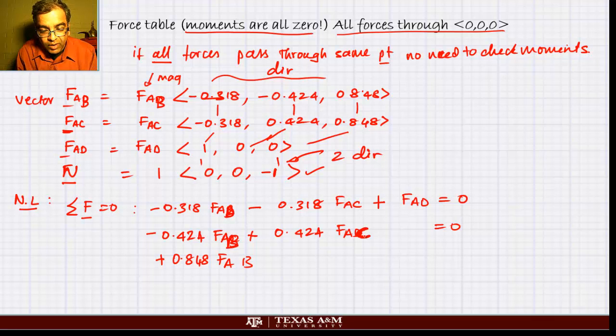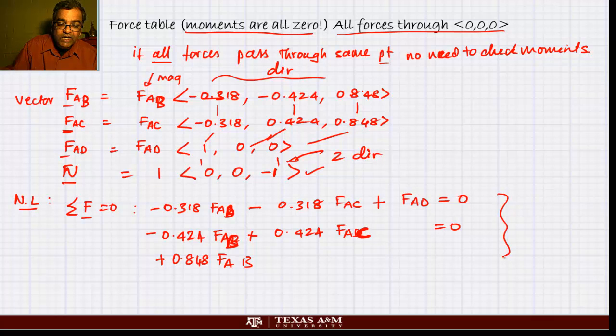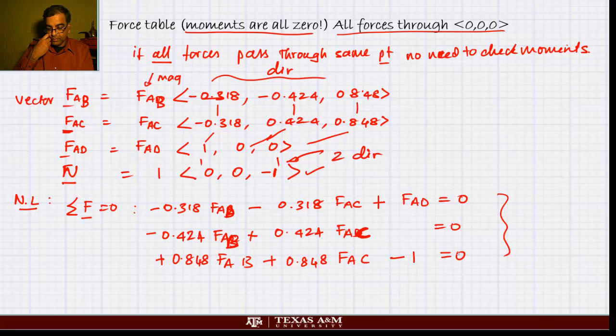Notice I always make mistakes on this, but I want you to understand that that's actually common, and so it's important to check these equations before you proceed. So check and check and check, and that's where most of the mistakes show up. So please pay attention. 0.848 FAC minus 1 equal to 0.